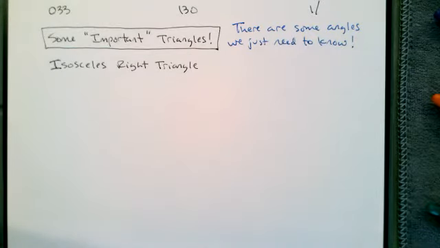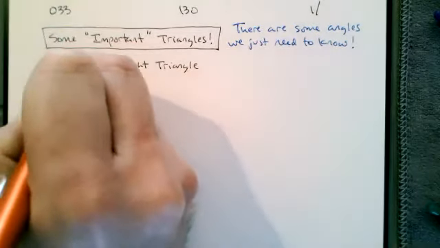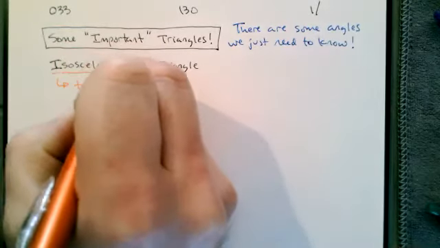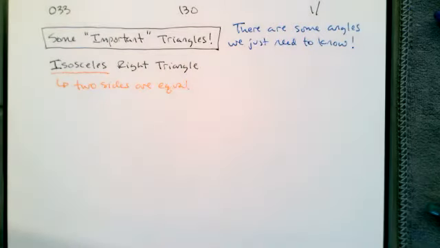It's Professor Leach again. Today, we're going to talk about some important triangles that we just need to remember. And we're going to start with the isosceles right triangle. Isosceles, when we're referring to triangles, means just that two sides are equal. This includes that two of the angles are equal.